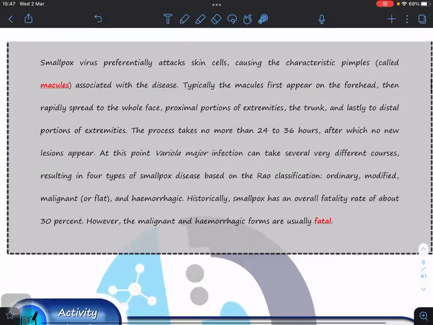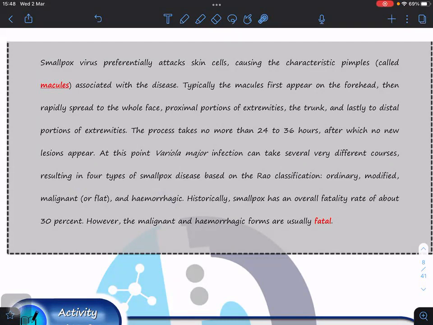So the smallpox virus prefers to attack the skin cells, causing the characteristic pimples called the maculae associated with the disease. If you classify them, viral infection can take several different courses, resulting in 4 types of smallpox disease based on the classification. Ordinary and modified are quite less severe. Malignant or hemorrhagic is the one that caused fatalities. So a lot of the fatality is due to this hemorrhagic and malignant smallpox.